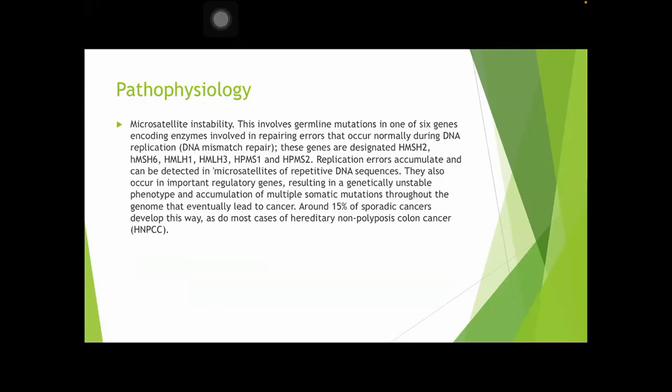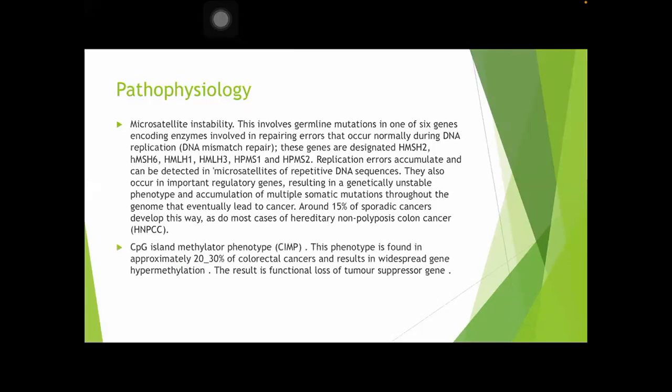Replication errors accumulate and can be detected in microsatellites of repetitive DNA sequence. They also occur in important regulatory genes, resulting in a genetically unstable phenotype and accumulation of multiple somatic mutations throughout the genome that eventually lead to cancer. Around 15% of sporadic cancers develop this way, as do most cases of hereditary non-polyposis colon cancer.